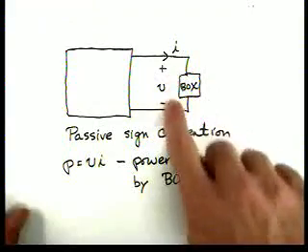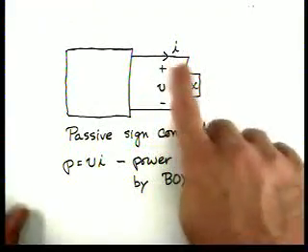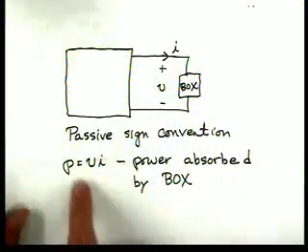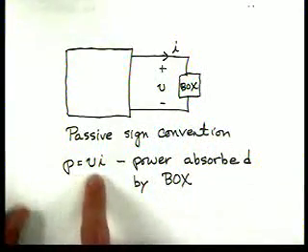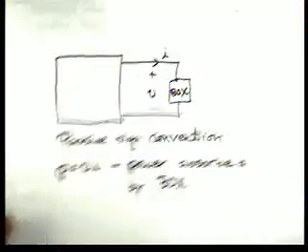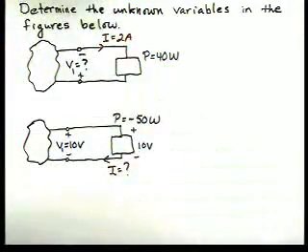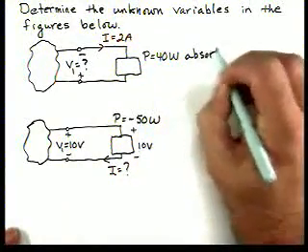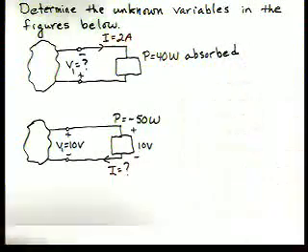If we have the voltage, we have the current entering the plus, so the voltage coming out the negative. That's the passive sign convention. So the power is equal to V times I is going to be the power absorbed by that box. So if we look at our diagram here and notice for the top one here we have 40 watts absorbed.